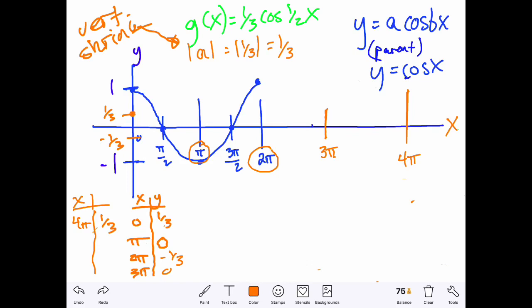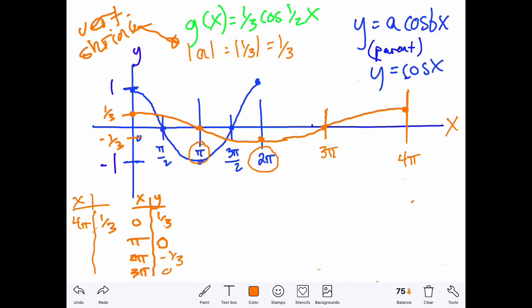Okay, at 0, I'm at 1/3. At pi, I'm at 0. At 2 pi, I'm at -1/3. And at 3 pi, I'm at 0. And back around to where I started, now I'm at 4 pi. At 4 pi, I'm at 1/3. So notice now, my revolution didn't take 2 pi to do a complete revolution. It took 4 pi. And then I'm going to try and sketch this as accurately as possible, remembering I have a trough down here, and then it comes back up and it's got that shape.